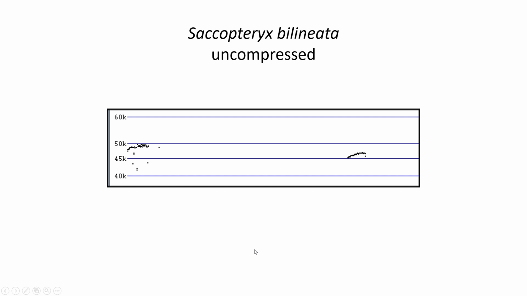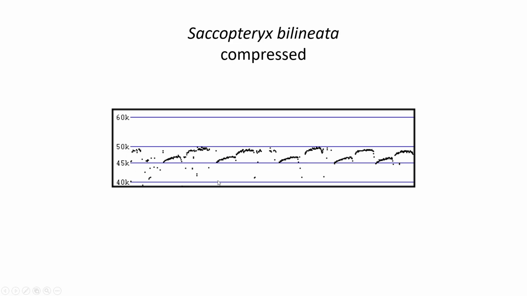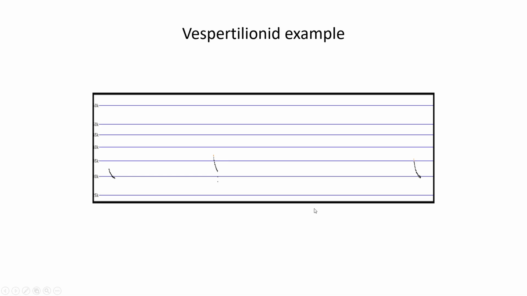Let's look at Psyllopteryx. Uncompressed again, there's empty space between the pulses. We compress it, and now you can see the diagnostic paired pulses for Psyllopteryx. These are one pulse, then a higher frequency pulse. Very characteristic. You can recognize that using compressed mode.